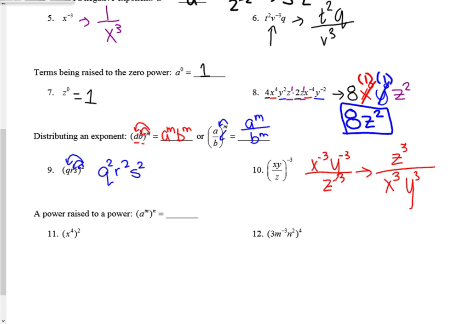Our last property here is a power to a power. When you have a power to a power, you want to multiply those exponents together. So a to the m times n.